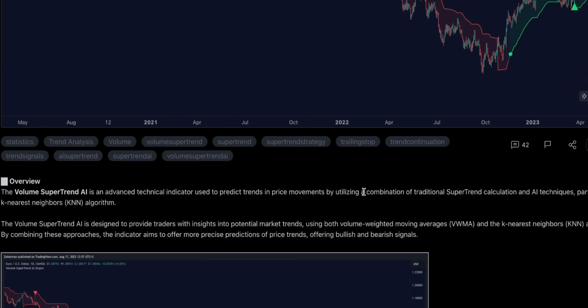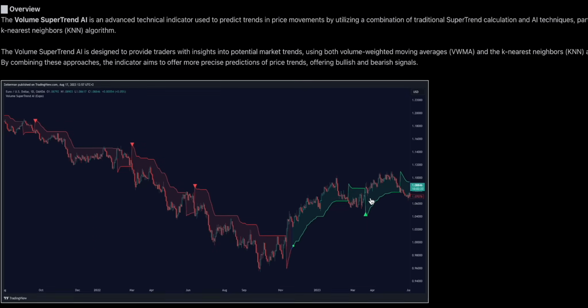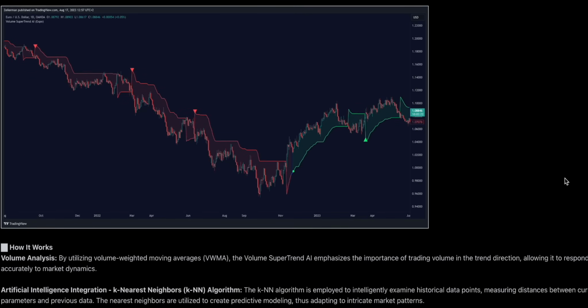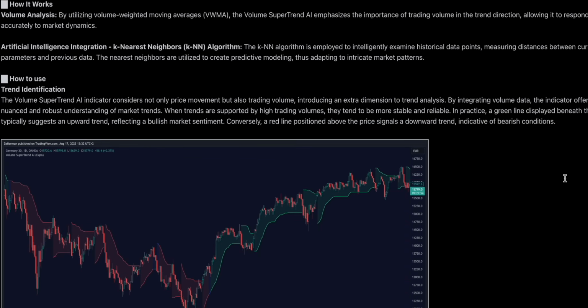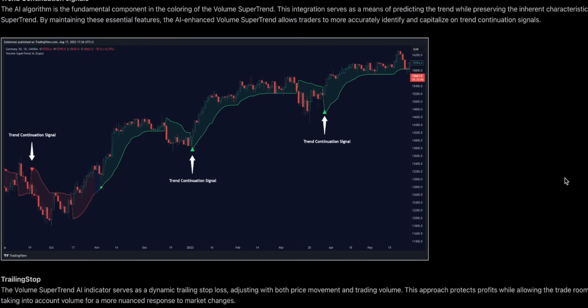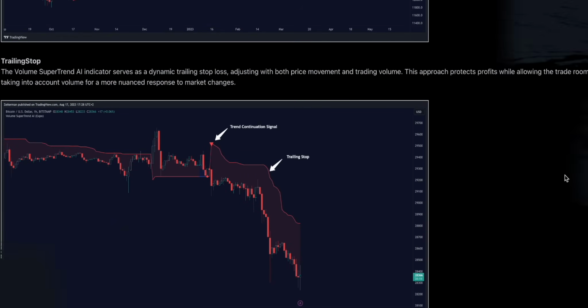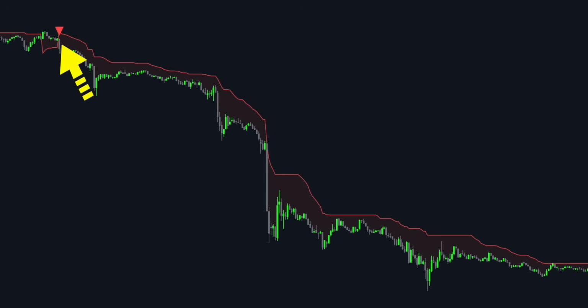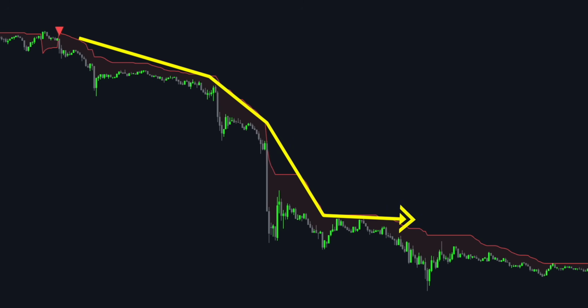Volume SuperTrend AI is an advanced technical indicator used to predict trends in price movements. It uses a combination of traditional SuperTrend calculation and AI techniques, particularly the K-nearest neighbors or KNN algorithm. By combining these approaches, the indicator aims to offer more precise predictions of price trends, offering bullish and bearish signals.